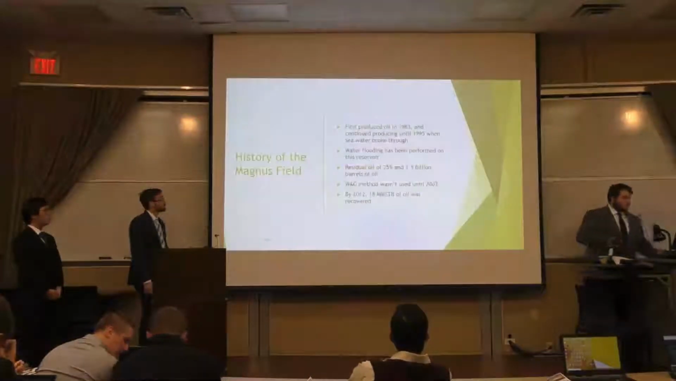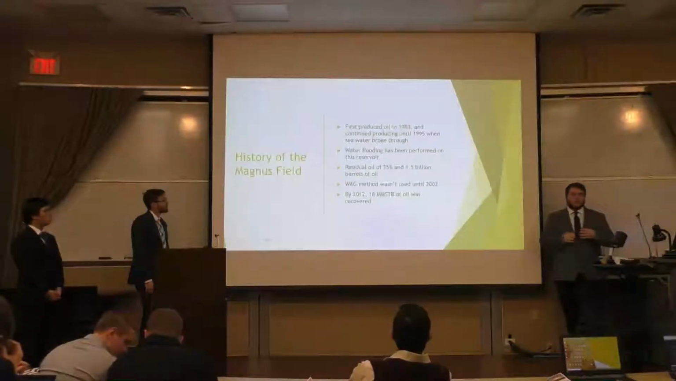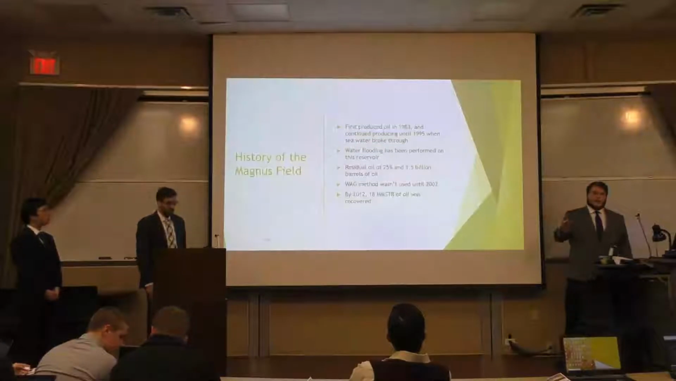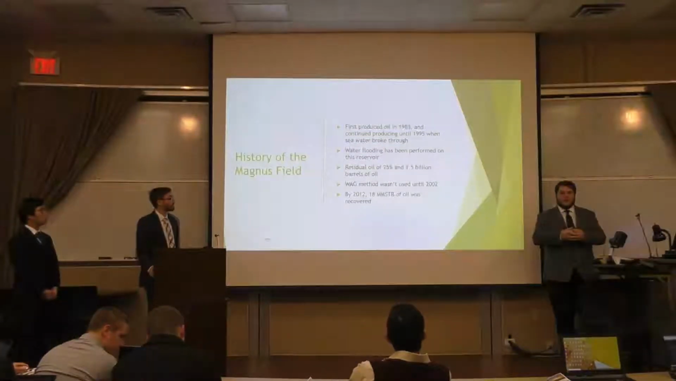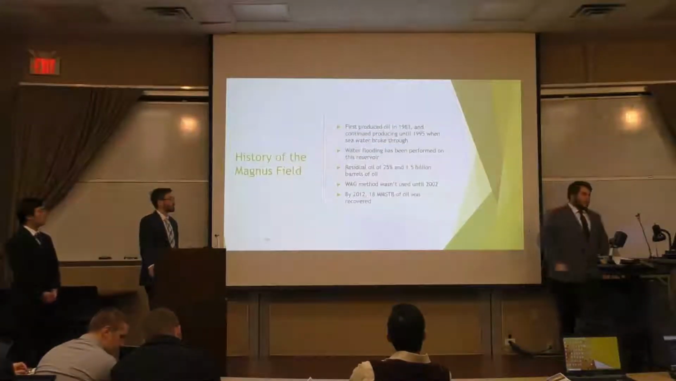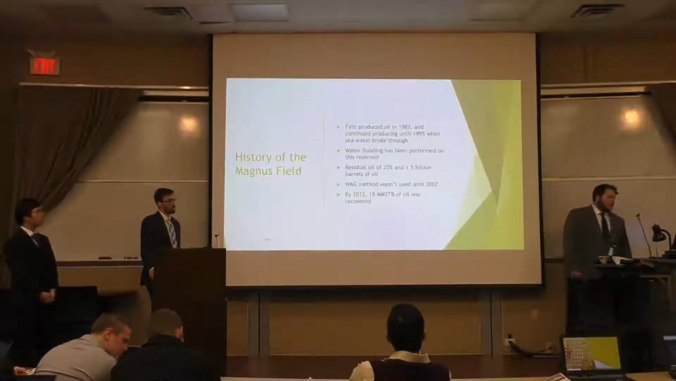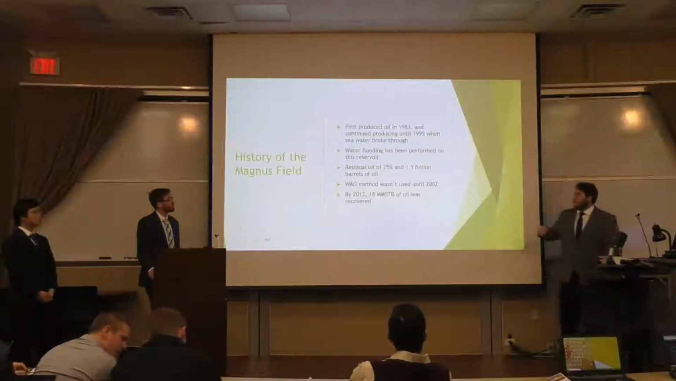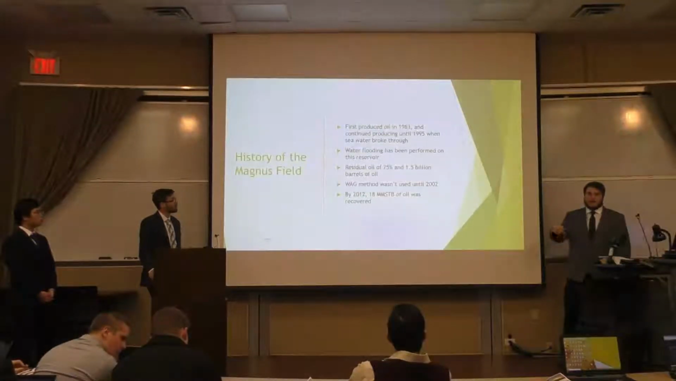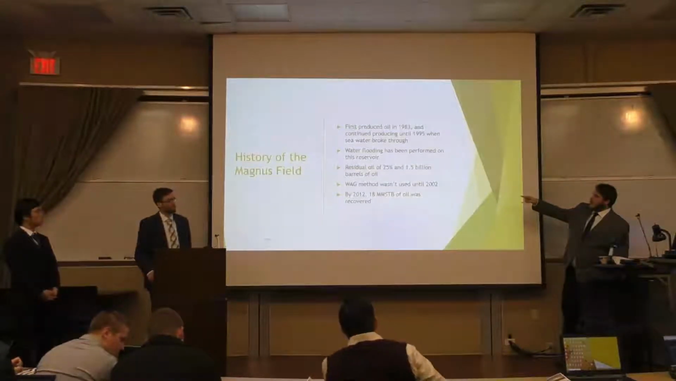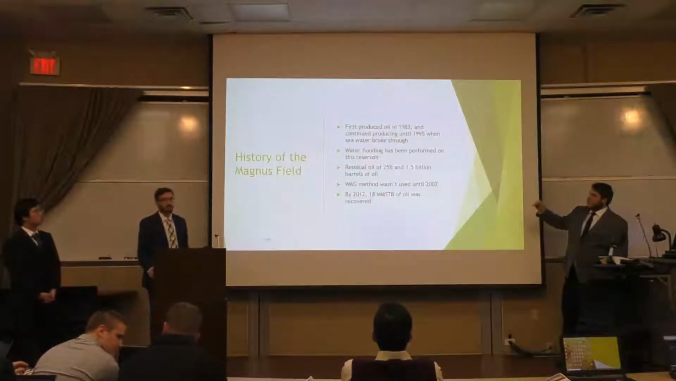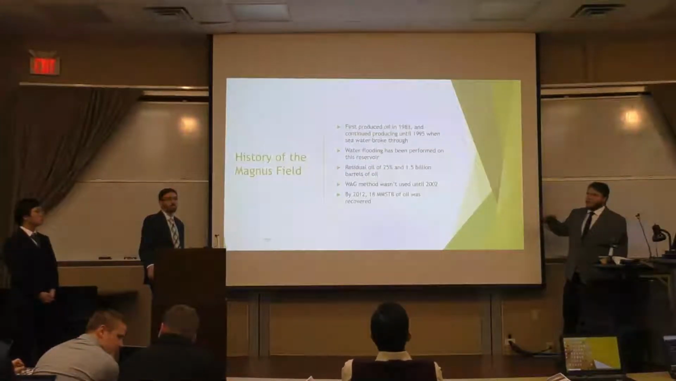They first produced oil from the Magnus in 1983, and that continued until around 1995, when seawater broke into the wells and created mass scale problems. Water flooding was performed from then until 2002. So when they implemented WAG, it was actually a tertiary recovery method. With a residual oil of 25% and 1.5 billion barrels of oil in a favorable geology, they definitely wanted to keep producing, even though they've had scale problems and water flooding problems in the past.